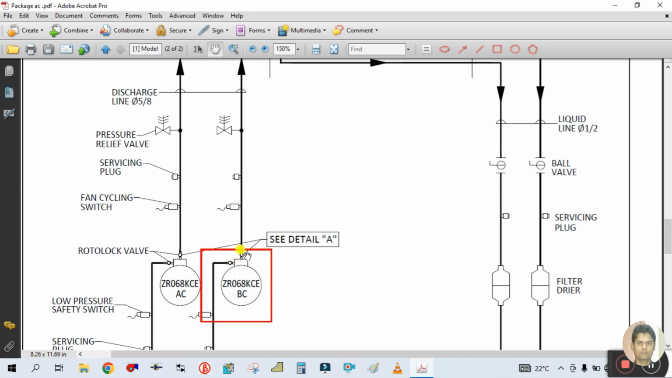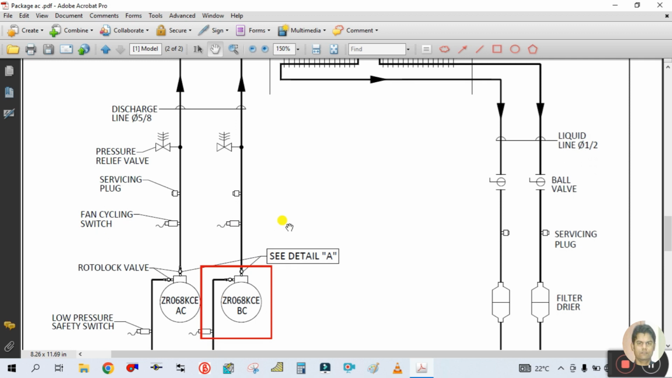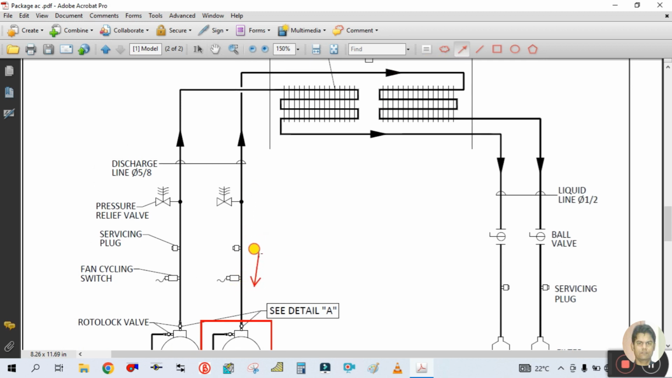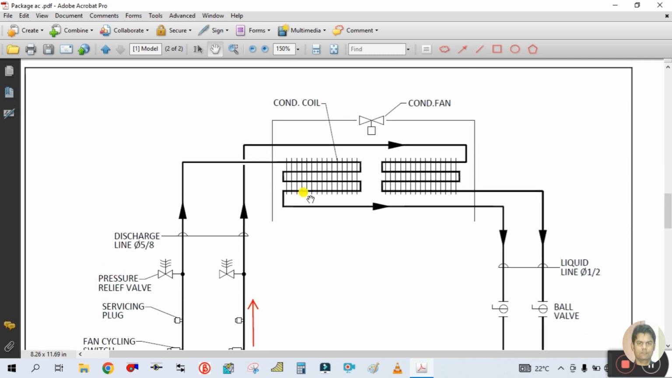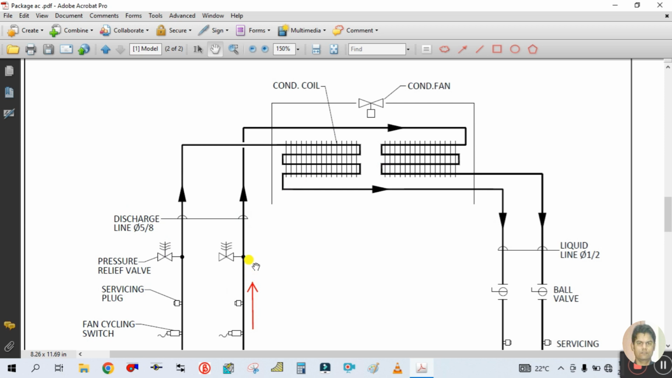This high pressure and high temperature vapor refrigerant will pass through this discharge line from this side and enter this condenser coil. So this is the condenser coil. The high temperature and high pressure vapor refrigerant goes through this line and enters here.